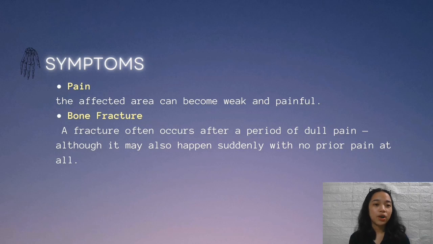The second is bone fracture. A fracture often occurs after a period of dull pain, although it may also happen suddenly with no prior pain at all. When a person has fibrous dysplasia, their fibrous bone is weaker than a normal bone, and it can sometimes break or fracture, causing a sudden and severe pain. This is an example of fibrous dysplasia in the thigh bone, which has a fracture.